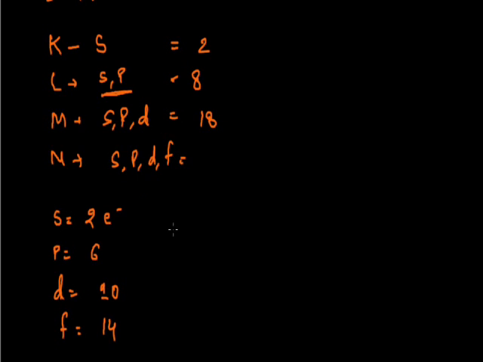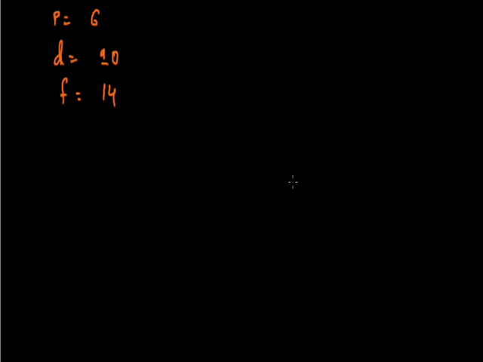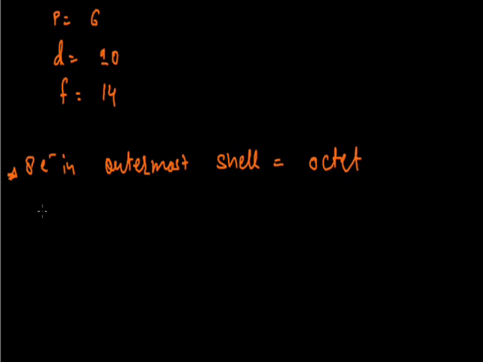And in the case of N there are 4 subshells, S, P, D and F. If you sum all the electrons, it comes to 32 electrons. Now if there are 8 electrons in the outermost shell, it is said to be an octet. And if there are 2 electrons in the outermost shell, then it is said to be a duplet.